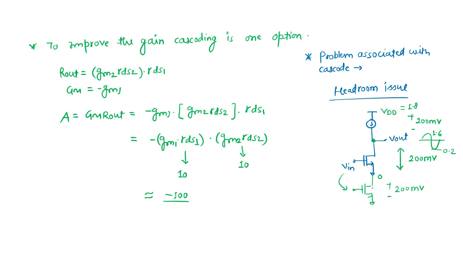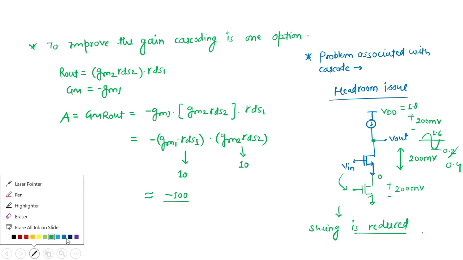I'm telling you, if there is a stack of two devices and it is also consuming 200, then your output cannot go below this 200 plus 200, 400. So the output cannot go below 0.4. It means your swing is reduced. Now your output cannot go beyond this 0.4 value. Otherwise, any of your devices will enter into the linear region, the triode region.